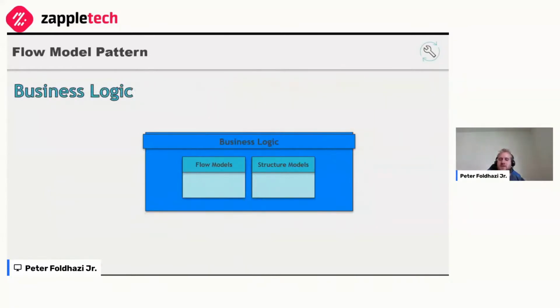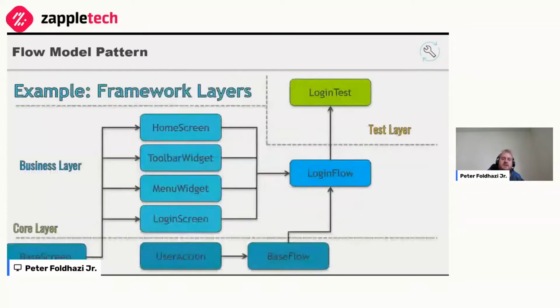And yeah, that's exactly what I mentioned here. So you have all the flow models and structure models in the business logic. Okay, let me give you some examples. So the first example is going to go along this tri-layer example and the login example. So I'm leveraging a tri-layer architecture. So I have a base screen, base page that all these screen models are going to leverage.